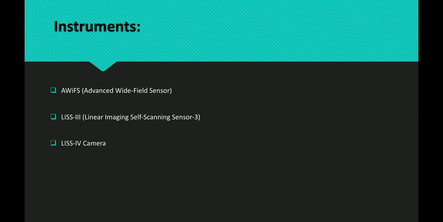Then the next instrument is LISS-4, that is Linear Imaging Self-Scanning Sensor 4. It operates in three spectral bands in the visible and near infrared region, that is VNIR, with 5.8 meter spatial resolution that can provide information at taluk level. It has a swath of 70 km and a revisit period of 5 days.